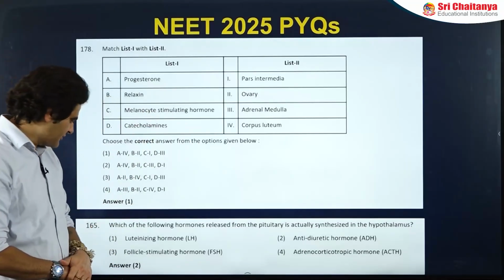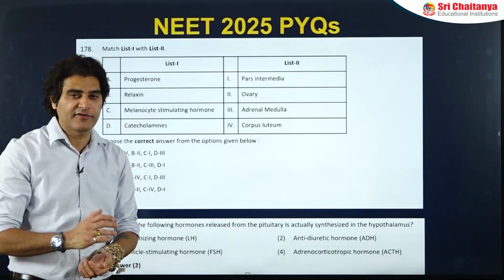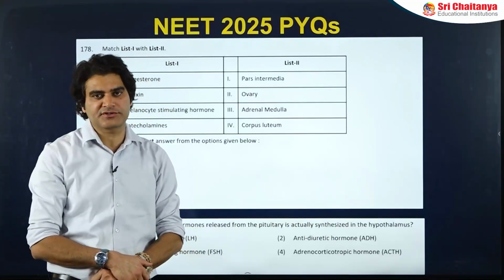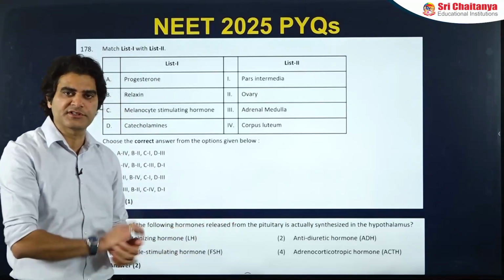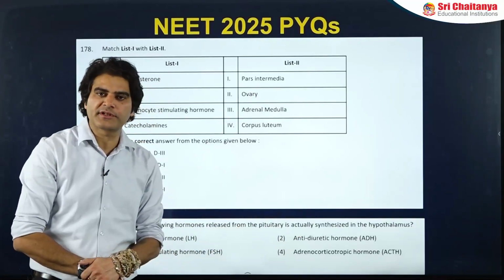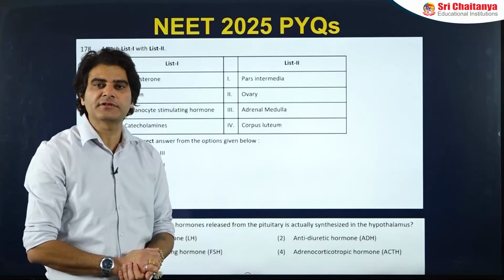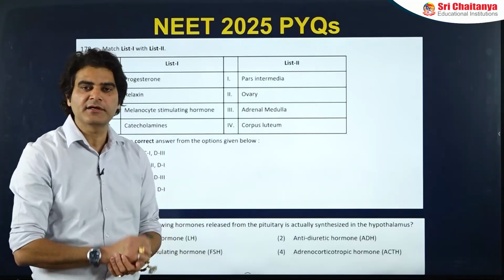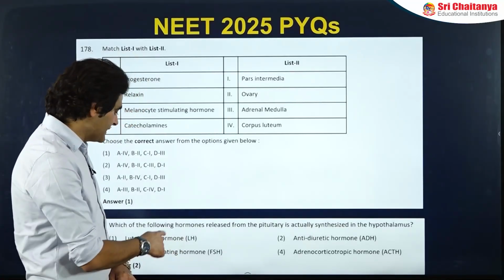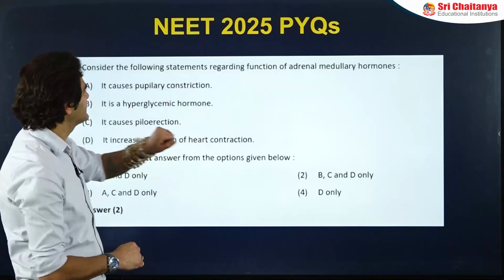Next question in NEET 2025: which of the following hormones released from pituitary is actually synthesized in the hypothalamus? Another very important core conceptual area. The hormones produced by hypothalamus, oxytocin and vasopressin, go via axons into posterior pituitary and are released from there into the blood. So antidiuretic hormone ADH, the other name for vasopressin, and oxytocin, their source is hypothalamus. However, they are not released by hypothalamus into the blood; they are sent into posterior pituitary, from where they will be released in the blood supply. Anterior pituitary on the other hand produces its own hormones, which we will discuss further in the chapter.